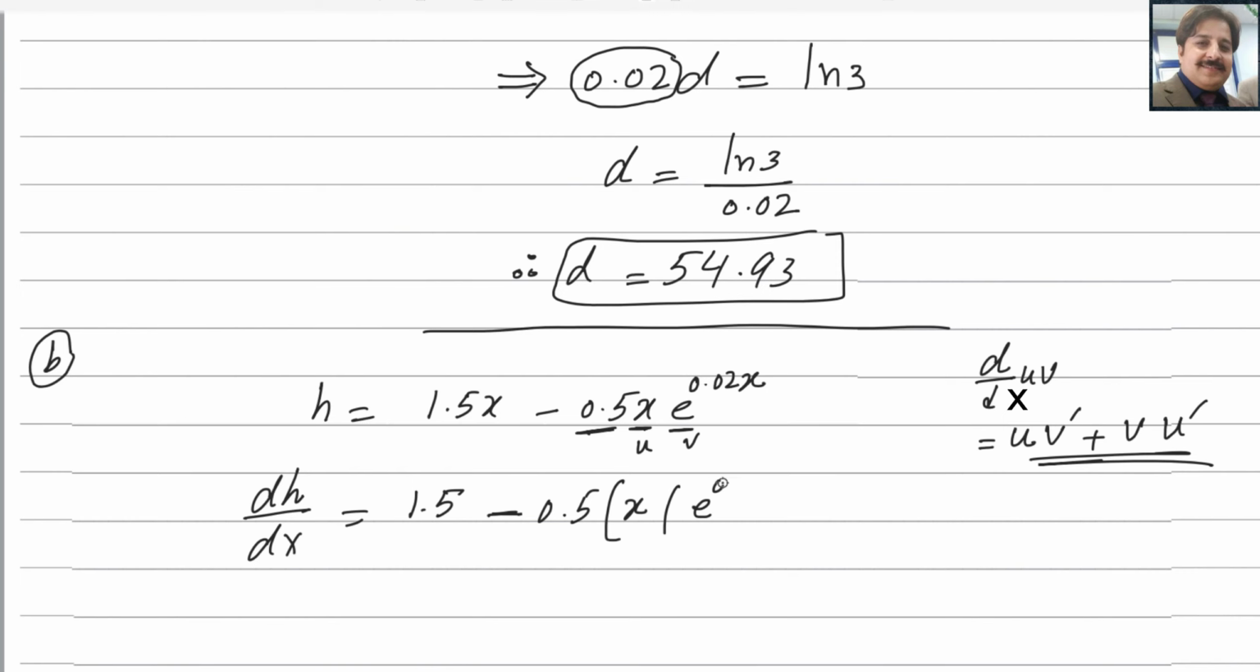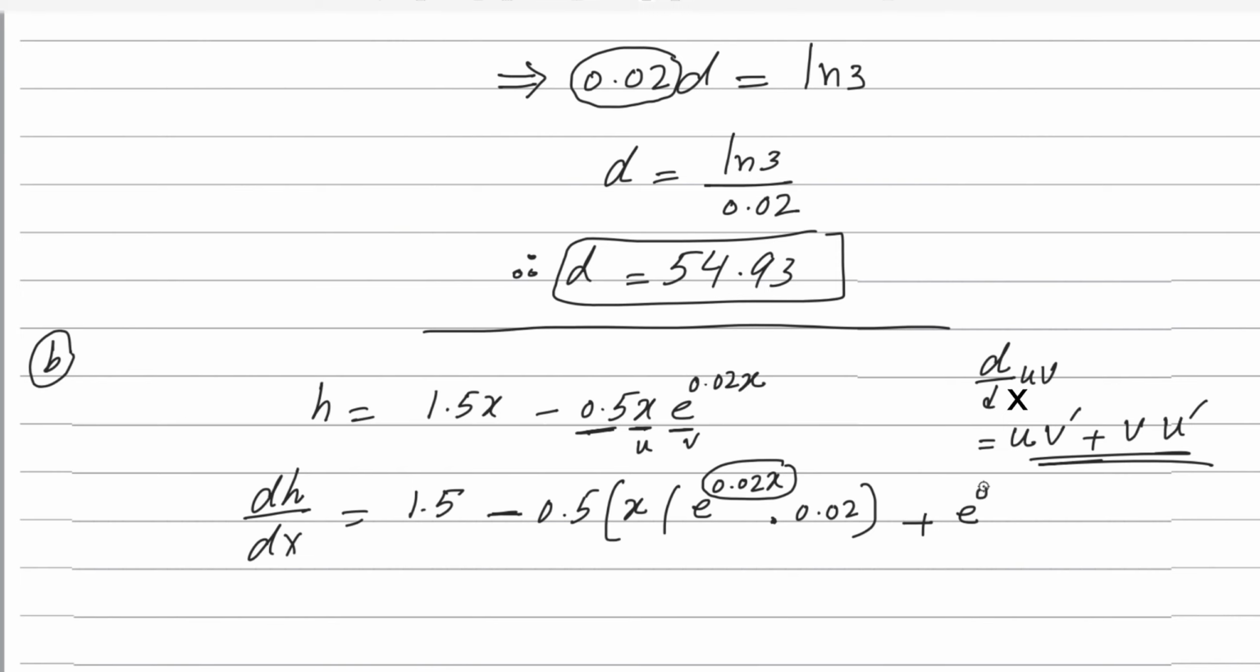The derivative of an exponential stays as is, but if you have something other than x in the power, we always differentiate that power again, so it will be 0.02. The derivative of the power is 0.02, and you have to keep it like that, multiplying here. Then plus, keep the second function as is, e^(0.02x), and the derivative of the first function, x, is 1.